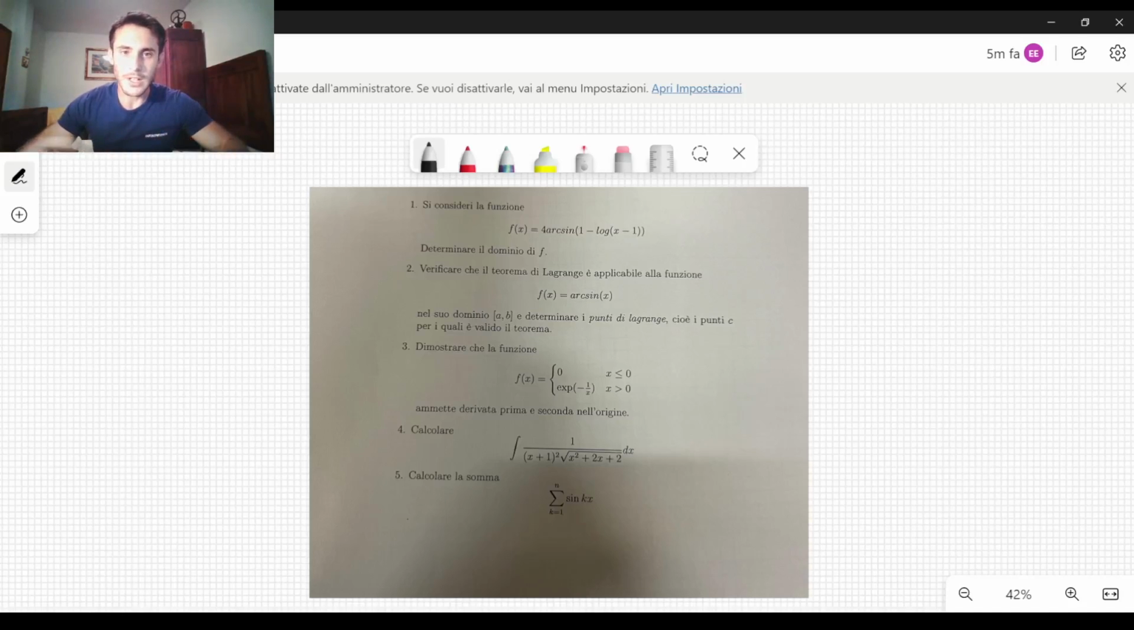This is a calculus exam from an Italian university. I was contacted by a student to solve the problems that you see here. Don't worry about the Italian because I will translate the language for you. I will translate it into English and we will see all the problems in separate videos. So I will start by solving the first one.